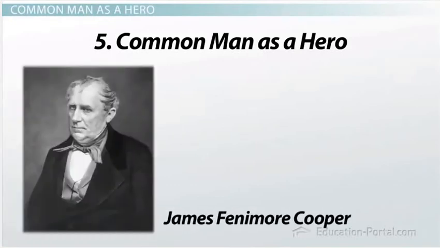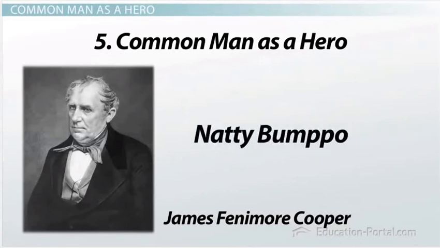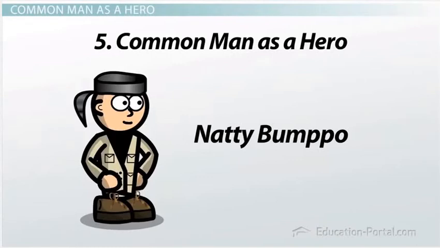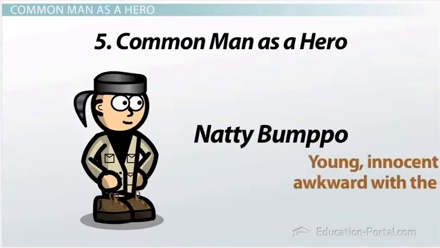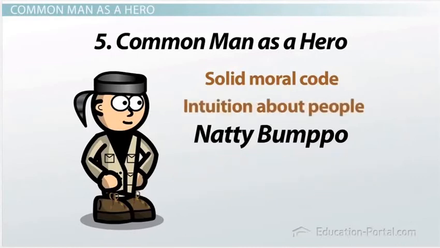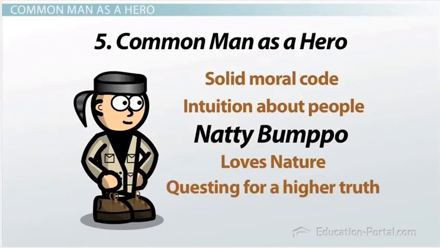James Fenimore Cooper is known for writing the first American novel starring the character Natty Bumppo. That name does not sound very heroic, does it? But Bumppo becomes the first American hero. He's young, he's innocent, and awkward with the ladies. But he has a solid moral code even if he doesn't always follow society's rules. He has intuition about people. He loves nature, and he's questing for a higher truth.